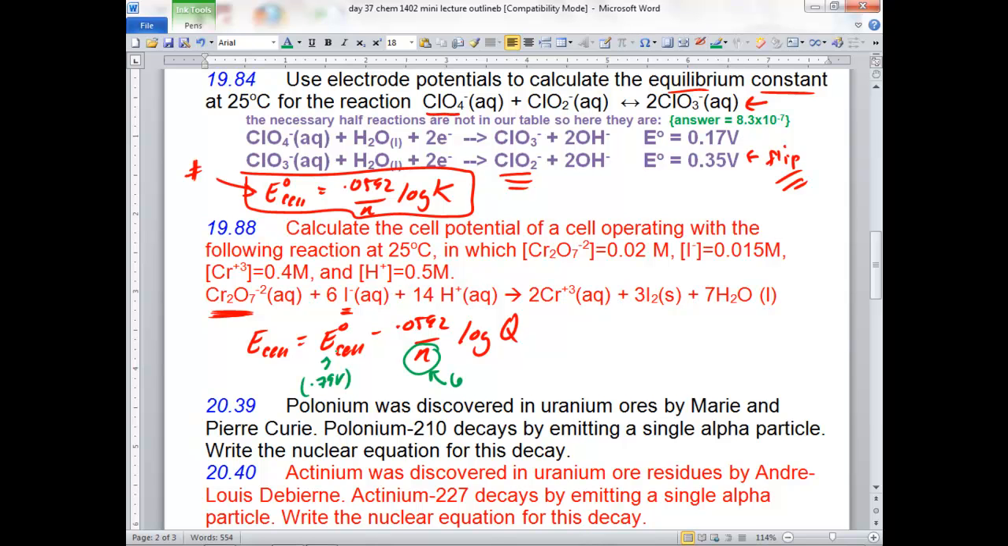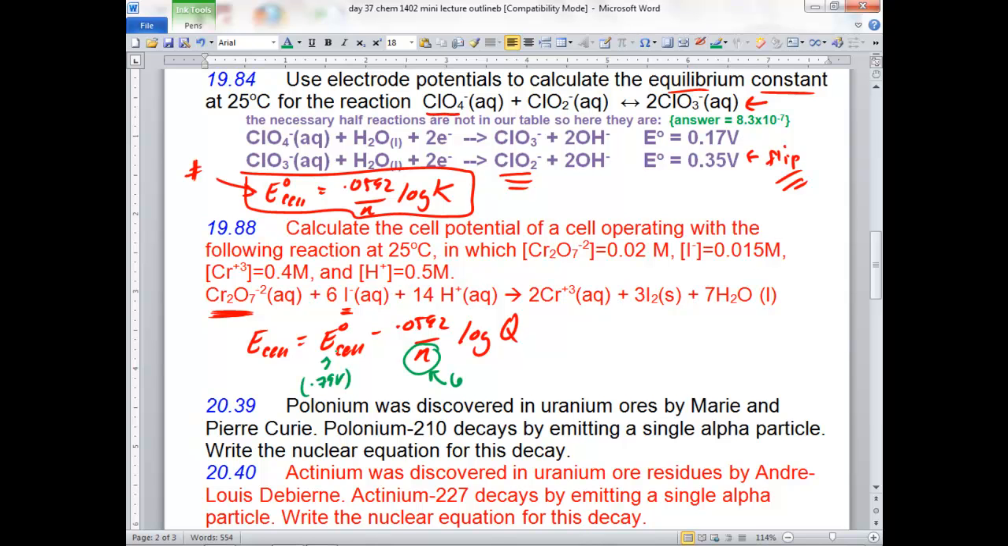Did anybody get an answer for this? 0.63? Yep. How did you get 6? Well, you'd have to multiply this one through by 3, and you did. So this would be 6 and 6, so 6 electrons are what's canceling. That's why you multiplied this one through by 3 in the first place.